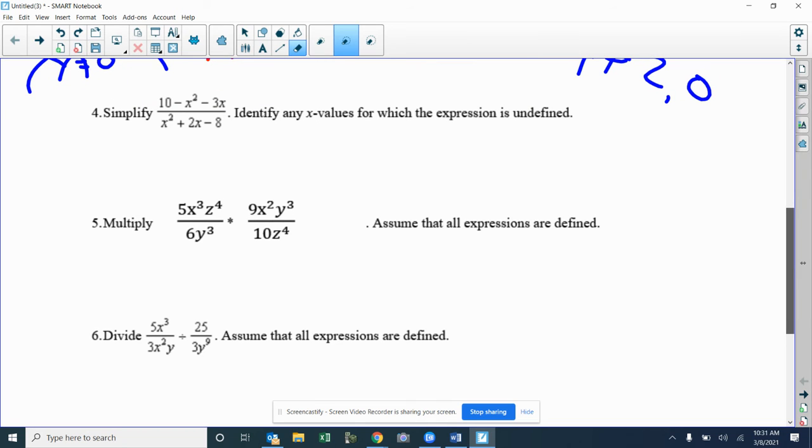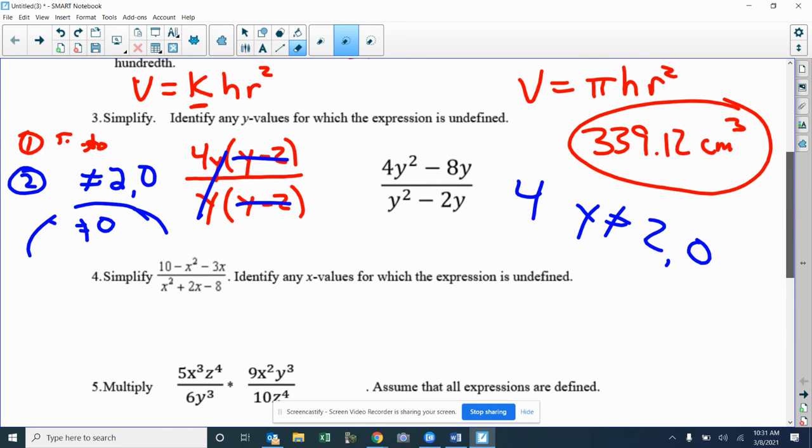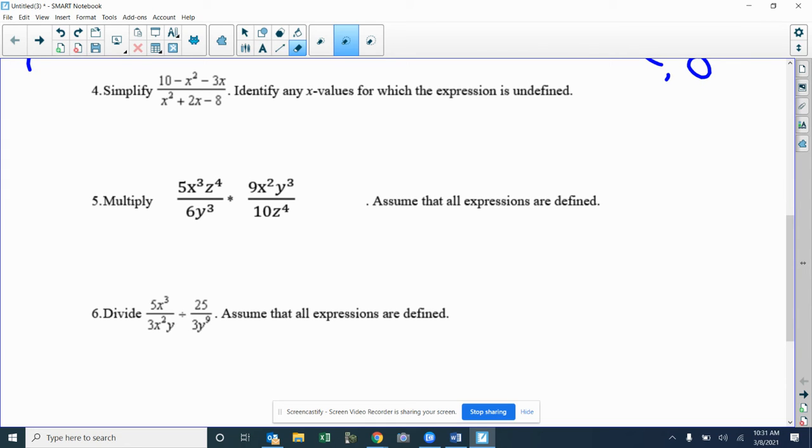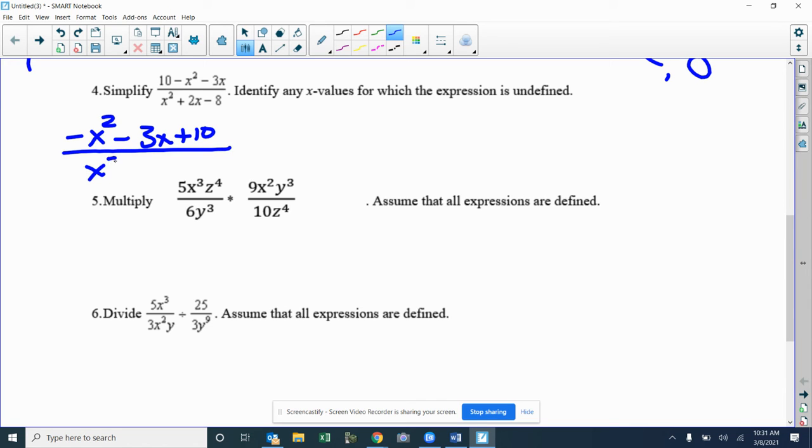Number 4. Couple things you gotta do first. I would put this in standard form. So I'm gonna go with negative x squared minus 3x plus 10 over x squared plus 2x minus 8. All I did was take that top one and put it in standard form.